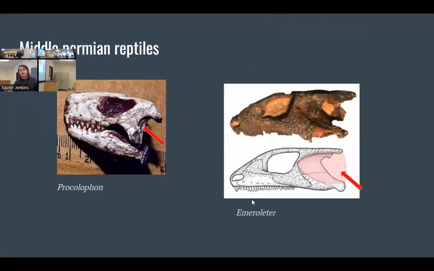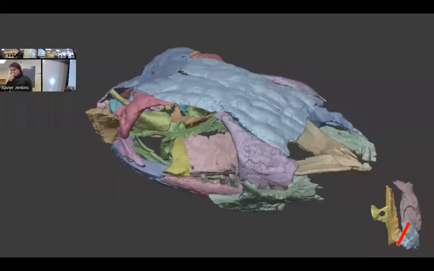Reptiles, similarly, around the same time, independently, seem to get a tympanum on the side of the skull, just like you saw in those reptiles earlier, here and here. And there's actually a lot of tympanums in the fossil record. I'll show you some that I'm working on too.